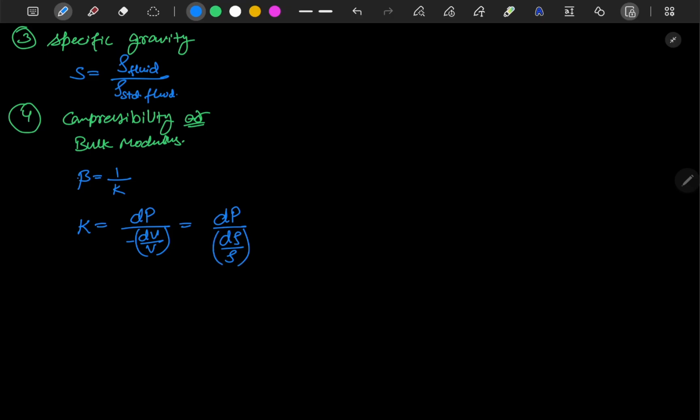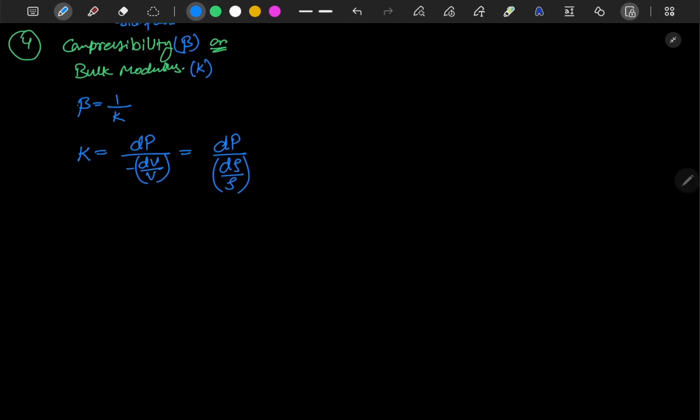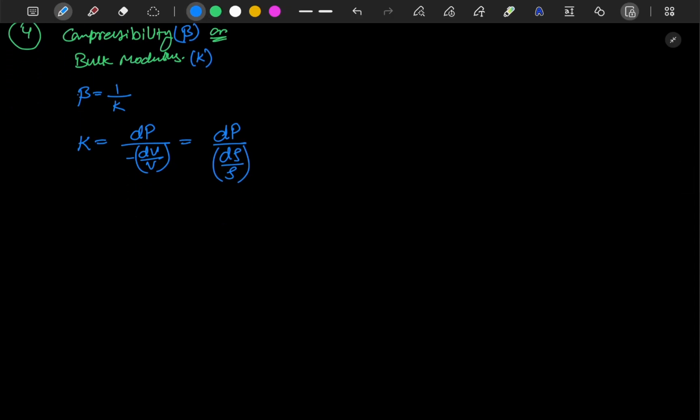Compressibility is represented by beta, and bulk modulus is represented by K. And of course the bulk modulus has a unit: K has unit of Pascal or megapascal, same as pressure.